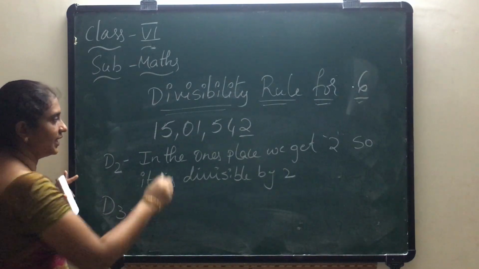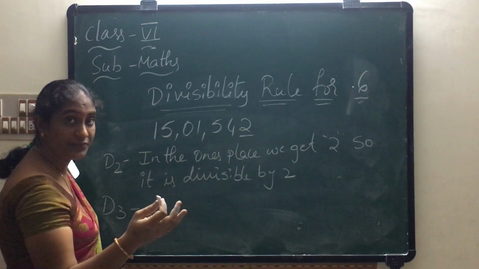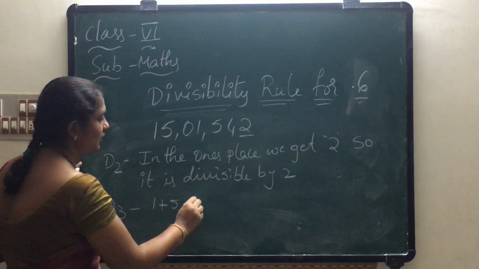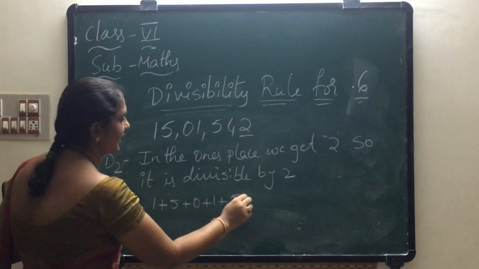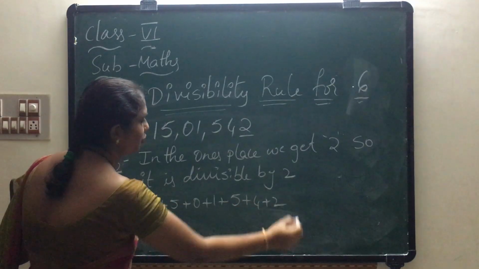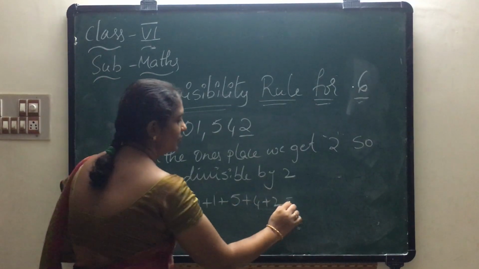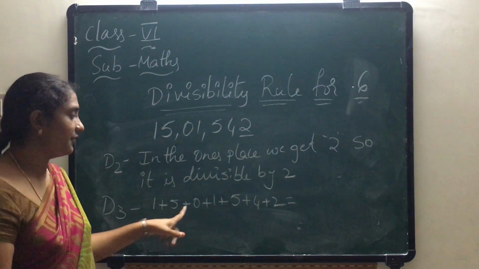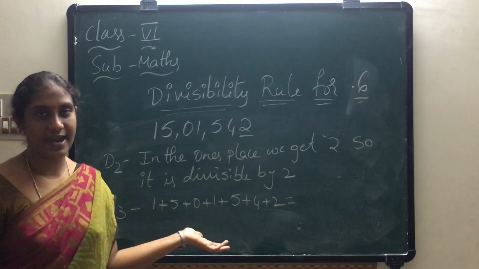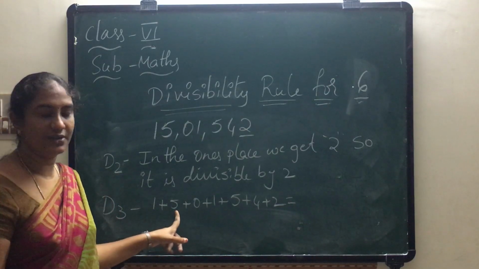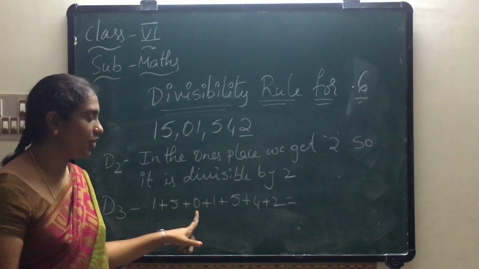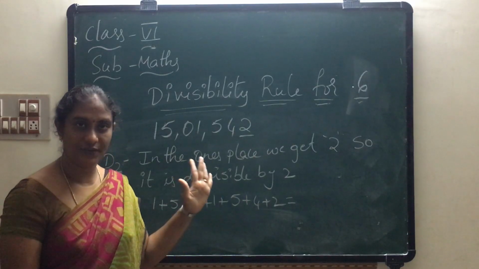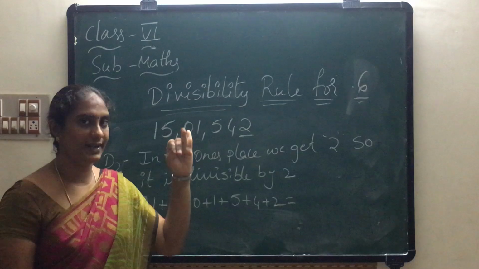D3, what we had to see here? We had to add the sum of the digits. What are the numbers they gave, Anna? 1 plus 5 plus 0 plus 1 plus 5 plus 4 plus 2. Okay, now see the sum. 1 plus 5, how much? 6. Here we got small numbers, so we can add easily. Now, 5 plus 1, 6. 6 plus 0, 6. 6 plus 1, 7. 7 plus 5. Take 5 fingers. 7, after that 8, 9, 10, 11, 12.